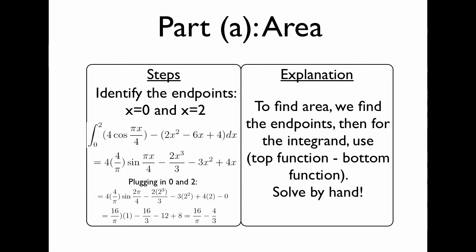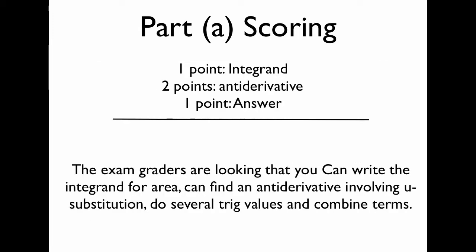Let's take a look at the scoring. This was worth 4 points. Pretty impressive for an area question. 1 point for writing the integrand, so what's inside the integral correctly, as well as the 0 and 2. 2 points for finding the antiderivative. I think that's fair given the complexity of the antiderivative. And then 1 point for getting the correct answer.